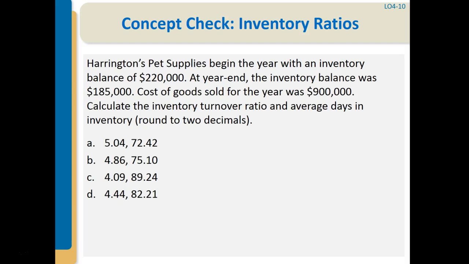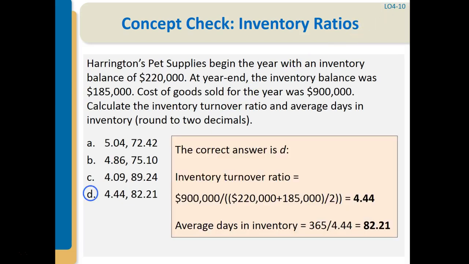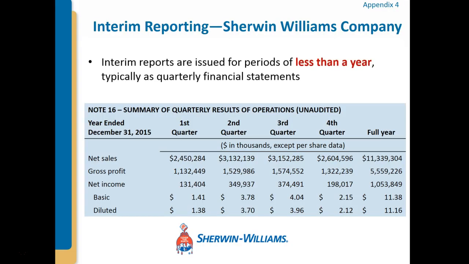So, as you see here, the way in which we're going to handle this, we're going to take our 220 plus the 185, divide that by 2, and divide that into the cost of goods sold, which gives us 4.44. The number of days in inventory would be found by taking our 365 days, divided by the ratio, which gives us 82.21 days that items are in inventory.